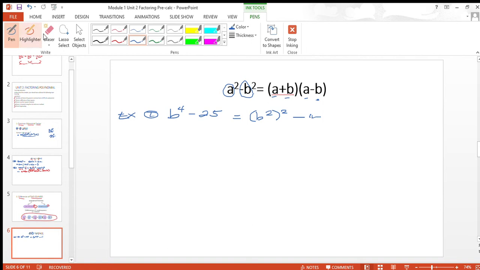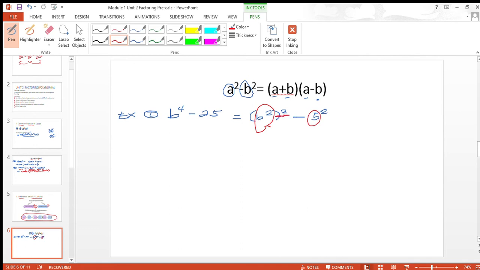25 can be expressed as, wait, let me erase that again. And 25 can be expressed as 5 squared. Therefore, if you will inspect this, b squared is the first term and 5 is the second term.